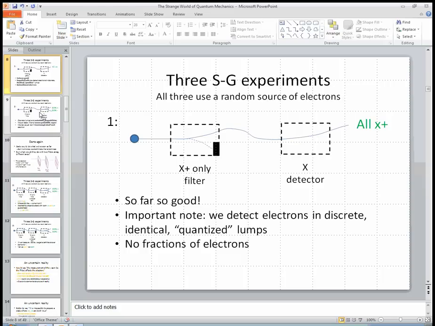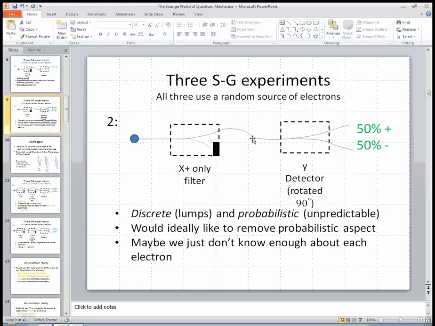Okay. Here's a second, slightly more complicated, or just a different Stern-Gerlach experiment. We have our random source of electrons. We put them through the X plus only filter. So this separates the electrons depending on their X spin, the spin along the X direction. And we kill the ones with a minus, just like we did before. Now we put them through a Y detector. So this is a different detector. This says, well, what's the characteristic of spin if we measured along the Y axis?